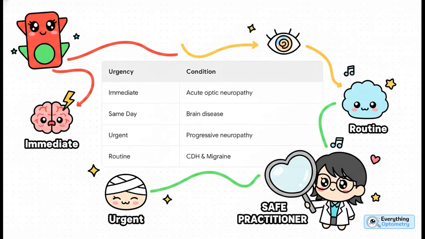Section 6, traffic light referrals. So we've gathered all our clinical clues, and now it's time to actually take action. This is your ultimate exam-ready traffic light system. As a safe practitioner, you must be able to map every single headache presentation directly to its exact referral urgency. We break these down into immediate, same day, urgent, which usually means within 1 week, and routine, which doesn't have a specified time frame. Getting this categorization right is absolutely crucial.